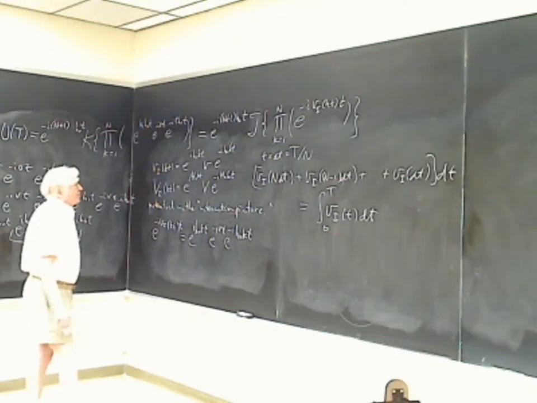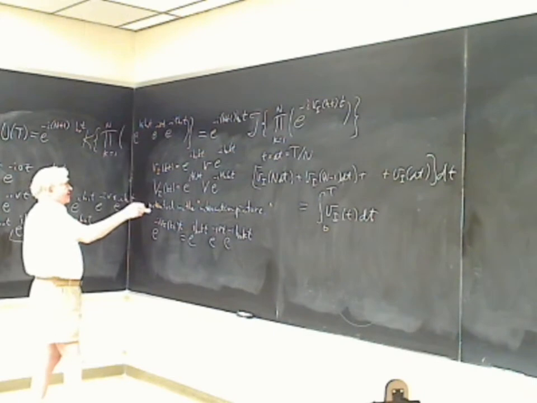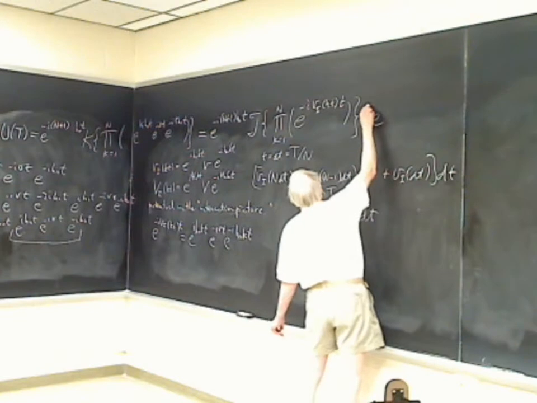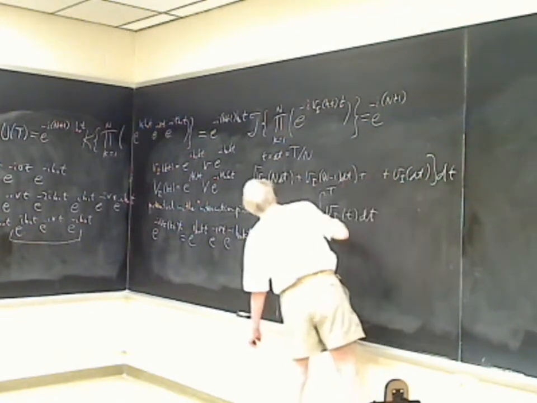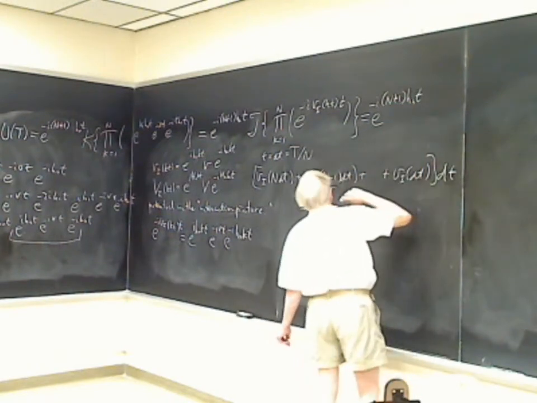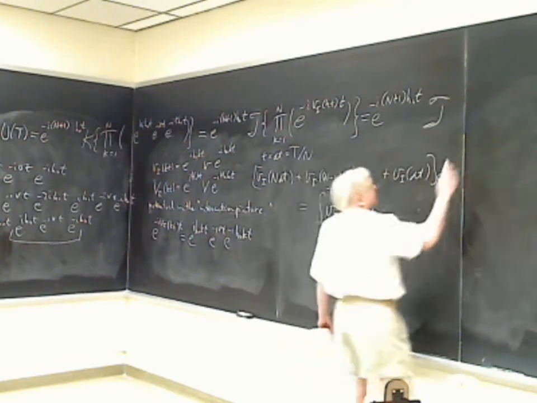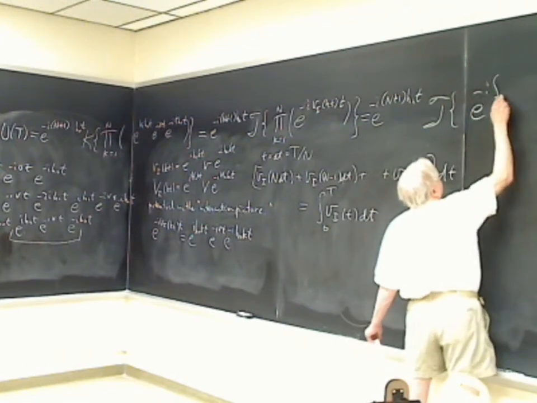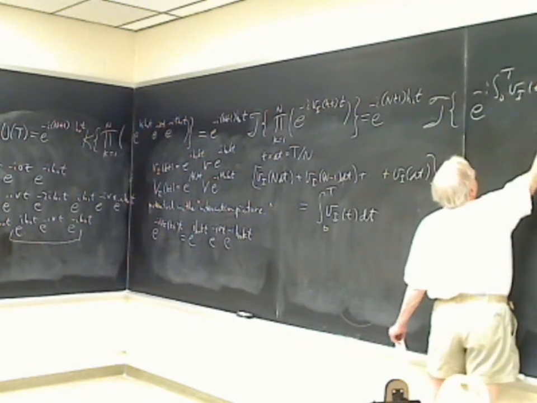So in other words, the product of all that is the exponential of the sum. So we can rewrite this as e^(-i(N+1)H0 T), and as long as we keep the time ordering, this is just e^(-i integral from 0 to T of V_I(t) dt).